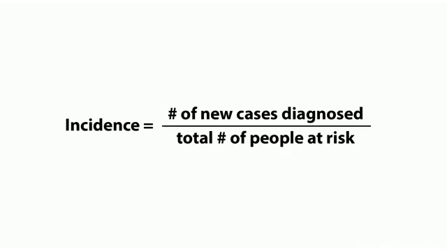So to calculate incidence, you take the total number of new cases diagnosed over a given period of time and you divide it by the total number of people at risk for the illness during that period of time. So incidence is concerned with new cases and prevalence is concerned with total ongoing cases, whether they're new or old. With this in mind, you can see that some diseases will have a greater incidence than prevalence, and some will have a greater prevalence than incidence.